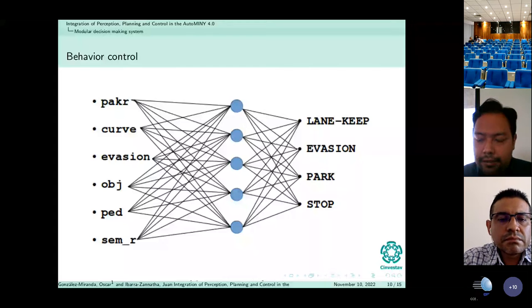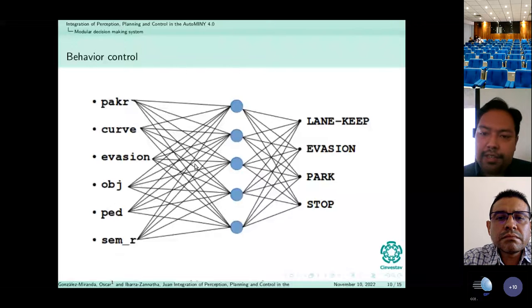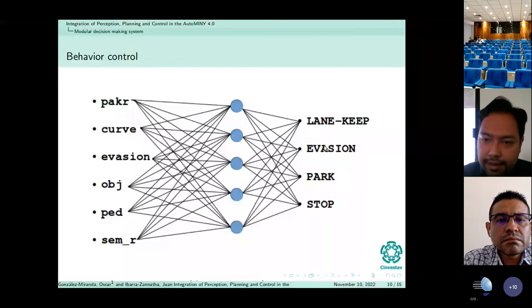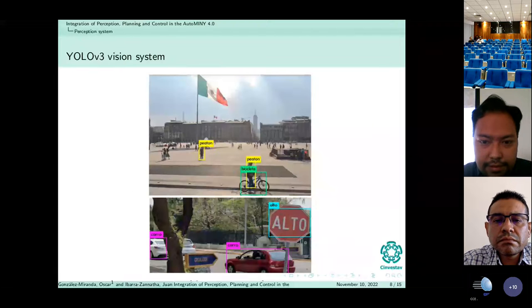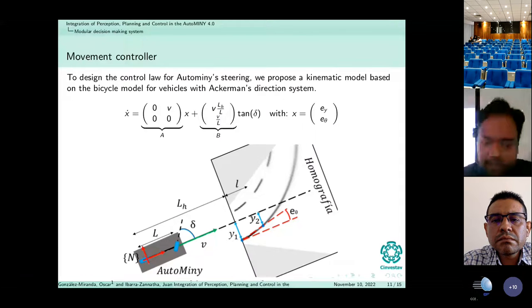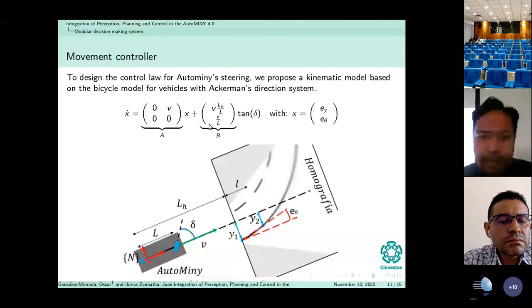This is a high-level controller, and to do each maneuver, we use a lateral controller. For example, the lane keeping. Our lateral controller is a proportional controller, and we designed it using this model. And we didn't need another type of controller to move the car on the road. And to do other maneuvers such as parking, we use pre-calculated trajectories.